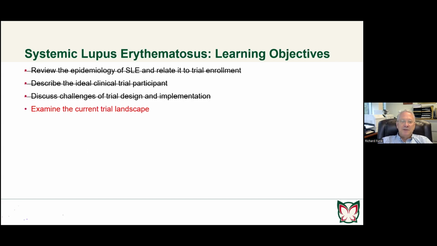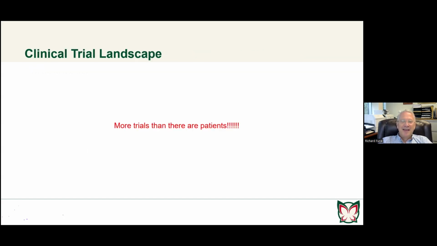And I'll just end with examining the current trial landscape, and that's easy. There's one slide to show. Right now, there are more trials than there are patients. I've been saying that for several years, and we need to expand our trial designs because there are needs of lupus patients beyond the high disease activity patients. There are patients who need to get off steroids, patients who need to get off their immunosuppressants. We need to prevent damage. And I could go on and on and on.